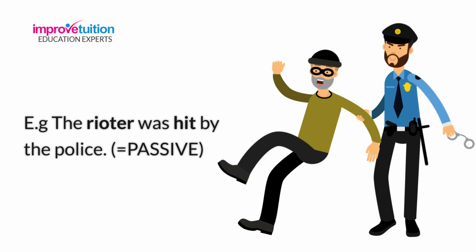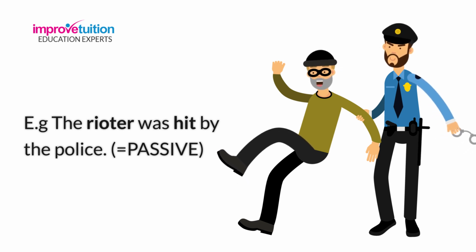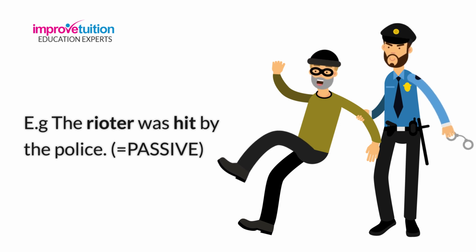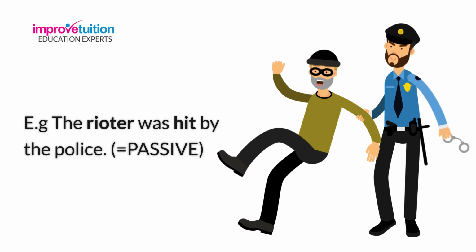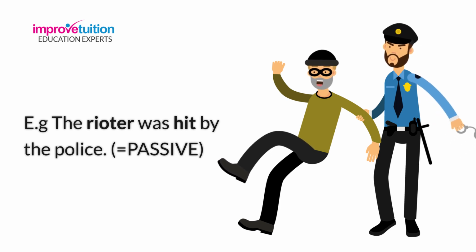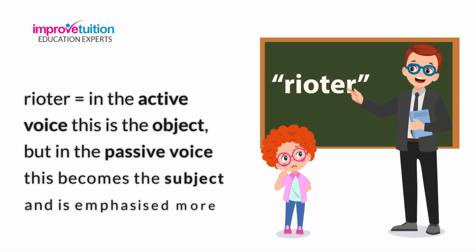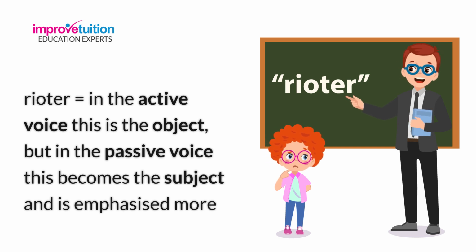The rioter was hit by the police. That's in the passive. The rioter, who was the object, now becomes the subject, and was acted upon. They were hit by the police. In the active voice the rioter is the object, but in the passive voice this becomes the subject and is emphasized more.